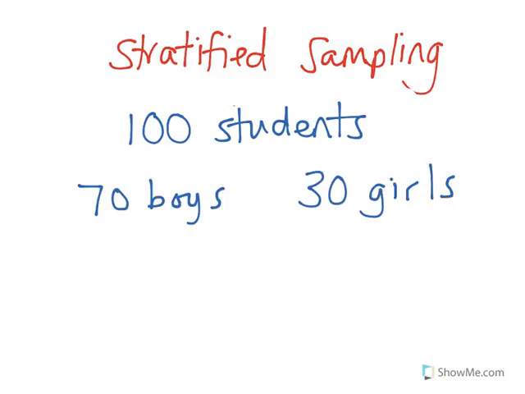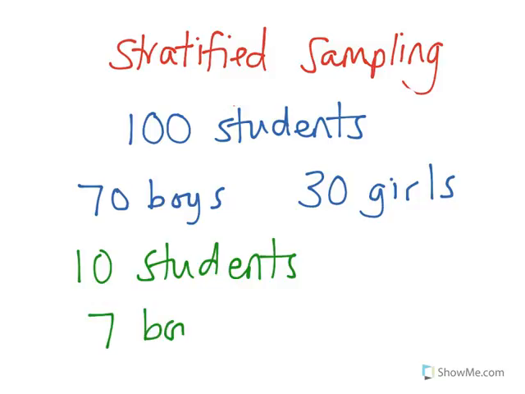Now, if we're going to take a stratified sample, what that means is we're going to get a sample that represents the proportion of boys to girls. So let's say we're going to take a sample of 10 students. What that would mean is that we would have 7 boys in our sample and 3 girls in our sample.